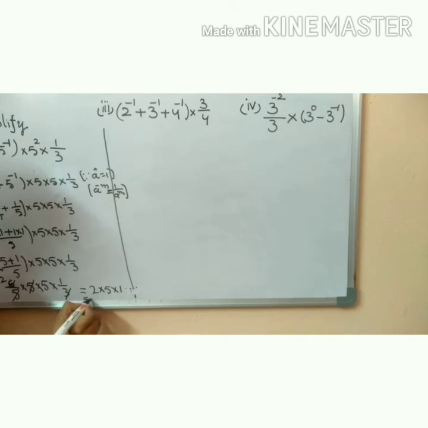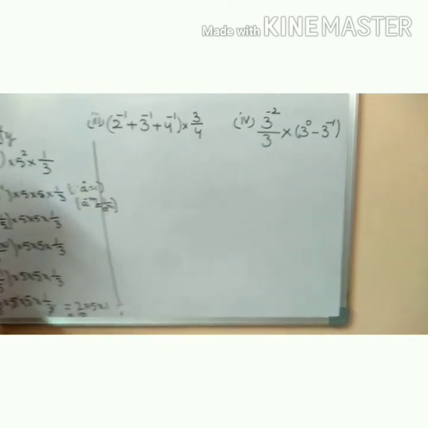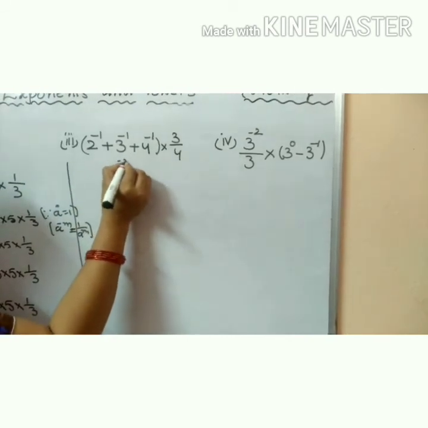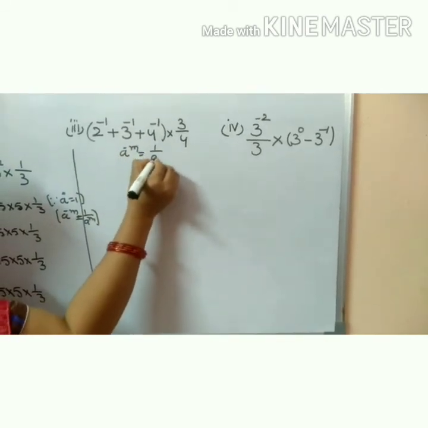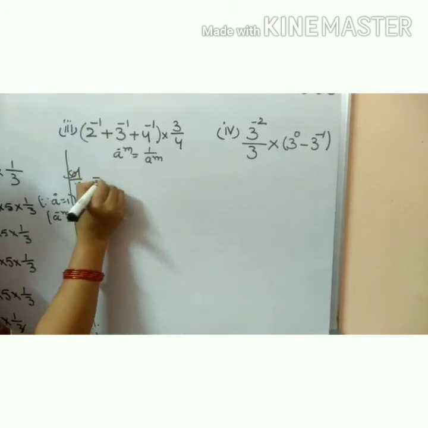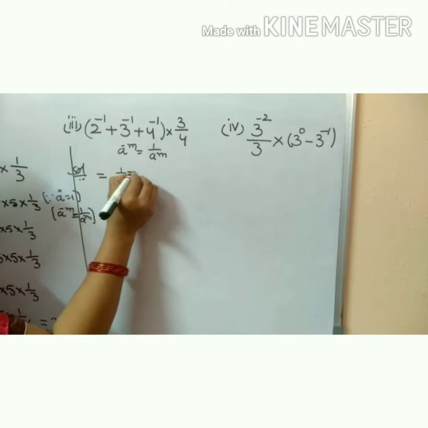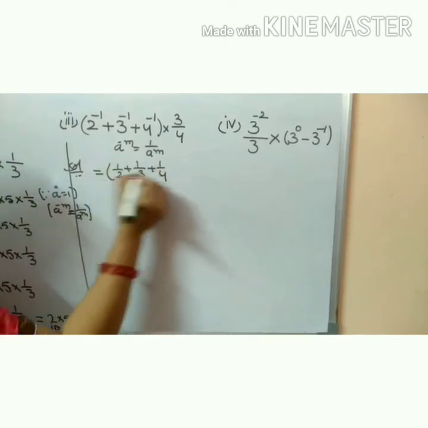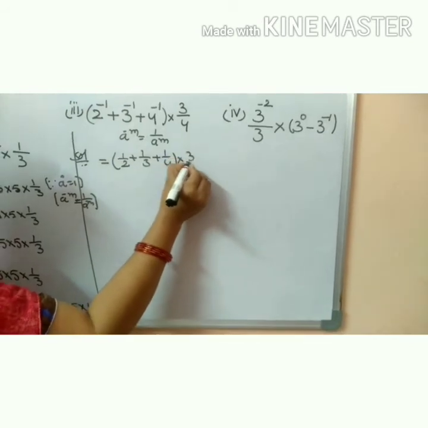Is equal to 10. Go to the second problem. So here also that is the same formula. A power minus m is equal to 1 by a power m. So write solution: 1 by 2 plus 1 by 3 plus 1 by 4 into 3 by 4.